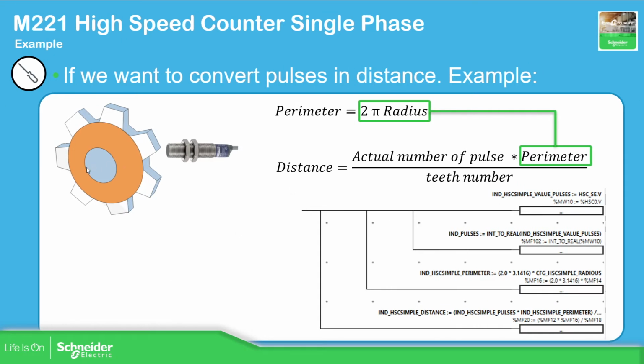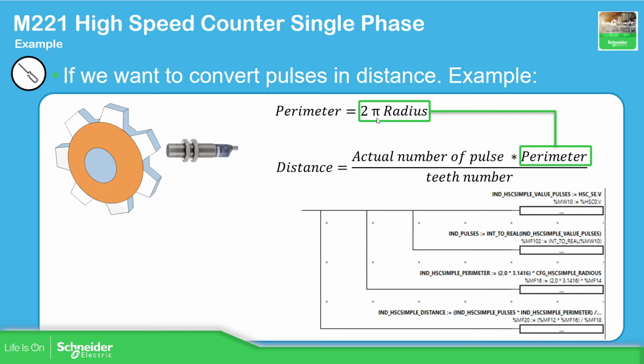Okay, so if you have the radius of this gear, and you have the number of teeth that you have up here, the tooth number, you can calculate the distance. So you should be able to do something like this. Based on the value that you have, we should be able to convert the integer value, the %NW10, into a real, in order to have a better resolution.